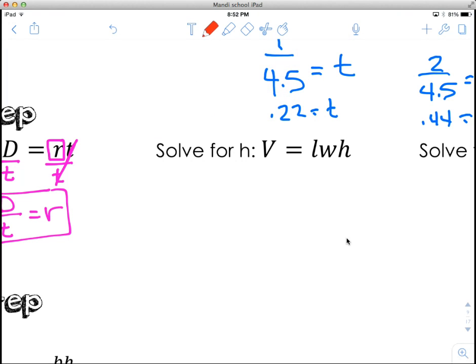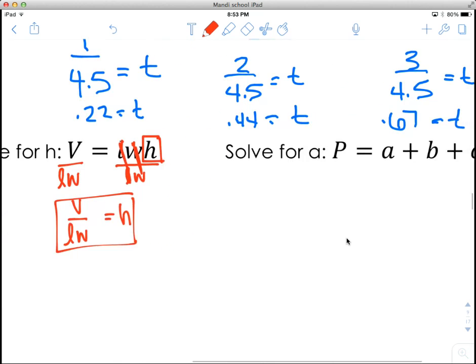This one says solve for h. So here's my h. And we need to look and see what's attached to h. Attached to h is L and W. L times W times h. So we can divide by L and W on both sides. L over L becomes invisible 1. W over W becomes invisible 1. And h equals V over LW.